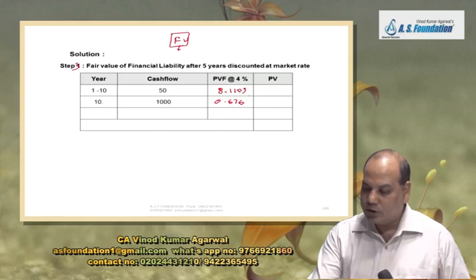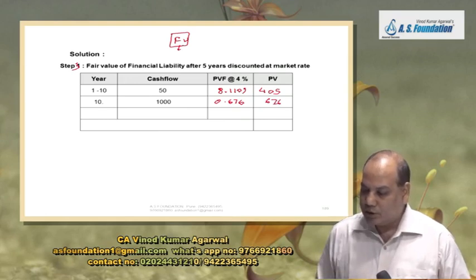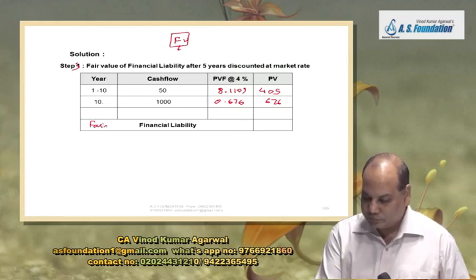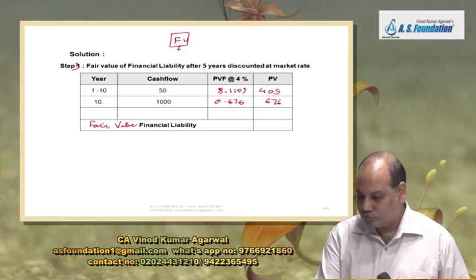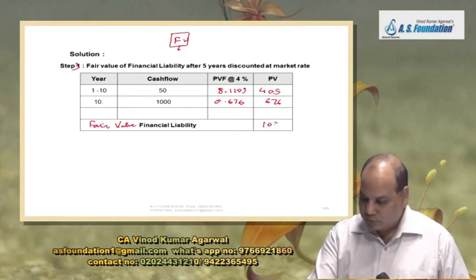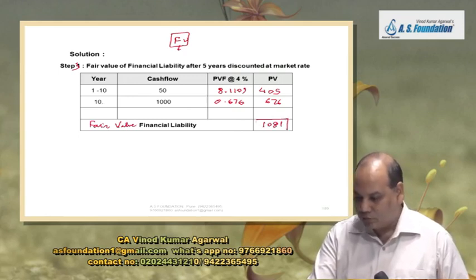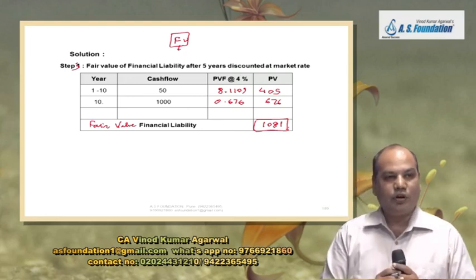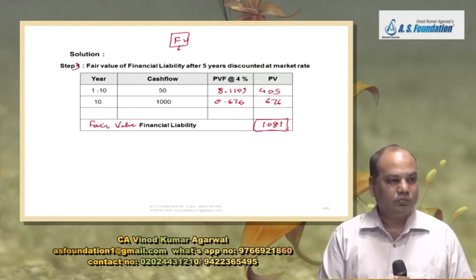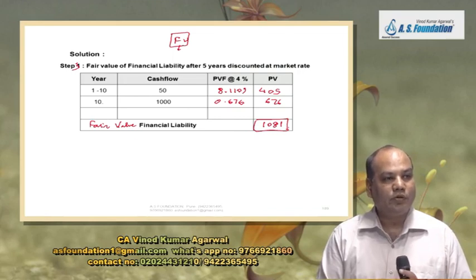676, no problem. Multiply. Make it 405, rounded off 676. Therefore, the fair value of liability on this date is how much? 1081. Fair value of liability is 1081.